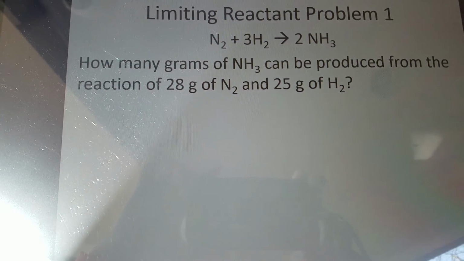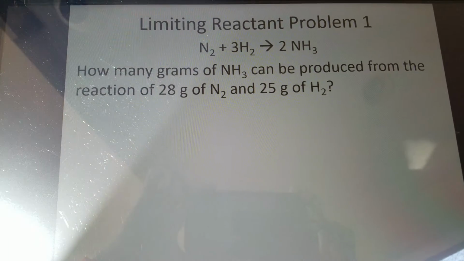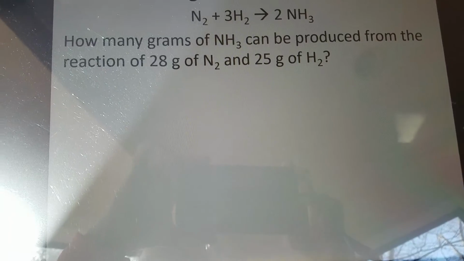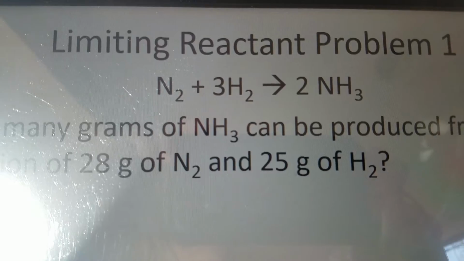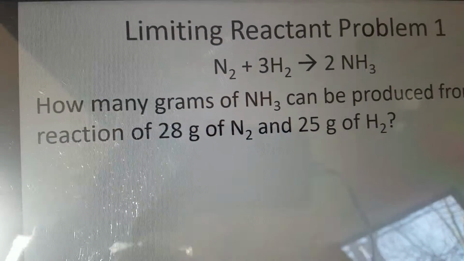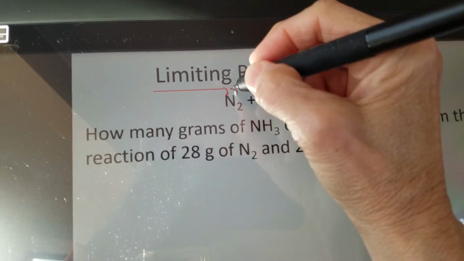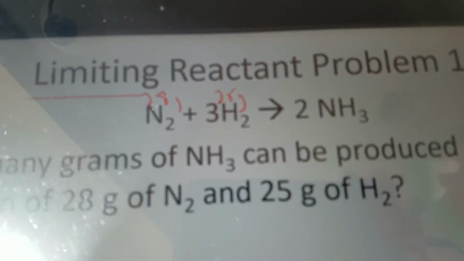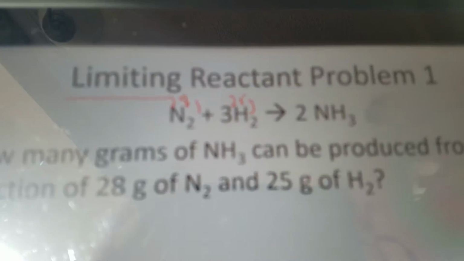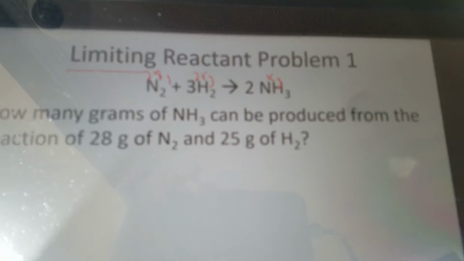It says, how many grams of ammonia can be produced from the reaction of 28 grams of nitrogen and 25 grams of hydrogen? So here we have our balanced equation that we've used many times. The difference here is you can see when you're working on this one that we have 28 grams of this substance and we have 25 grams of this one. So we actually have 2 different quantities of substances we're starting with, and we're going to be looking for X grams of ammonia. So this is a mass problem.